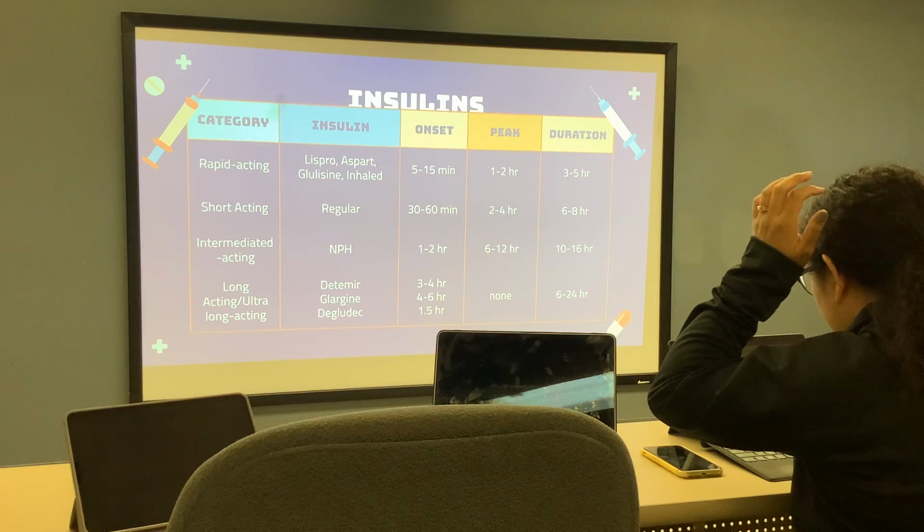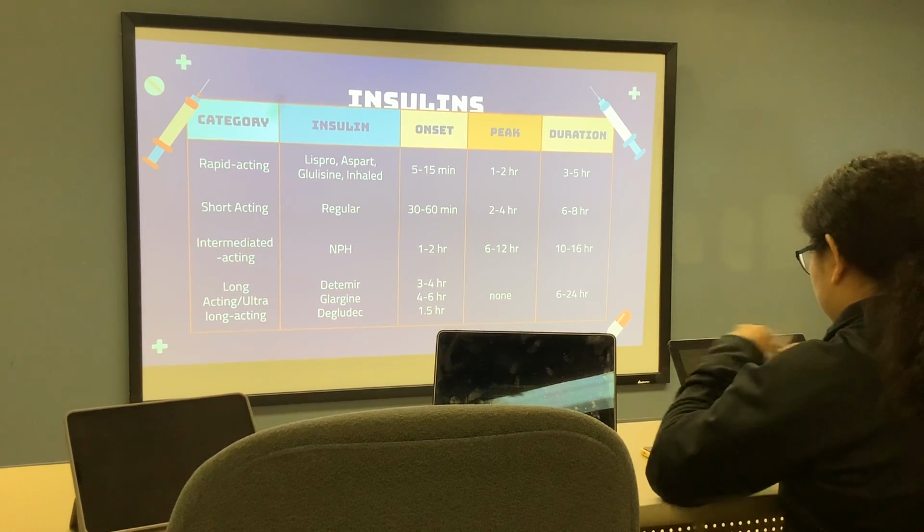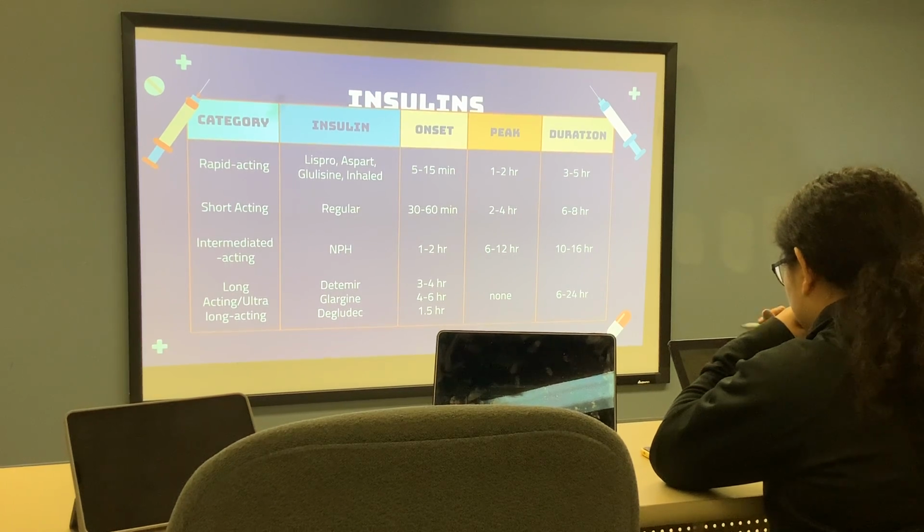And then for our insulin categories, rapid acting, we have Lispro, Aspart, glulisine, and inhaled. The onset of our rapid acting, 5 to 15 minutes. Peak 1 to 2 hours, duration 3 to 5 hours.